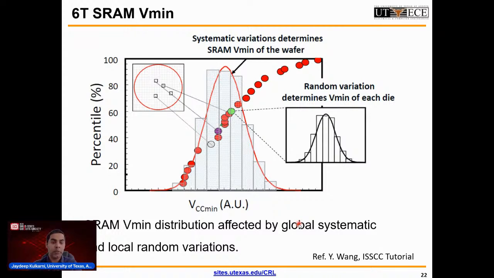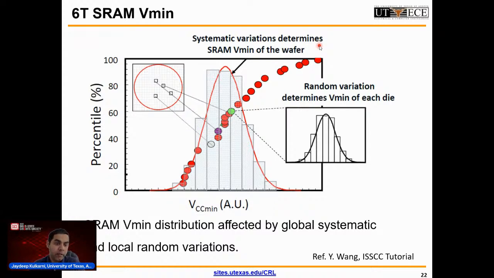If you plot the distribution of these Vmin across different dies and across different wafers, we find that there is a distribution, like we'll get some histogram. If you look at this histogram, you would find that the systematic variations, which are the variations across all the dies, determine the Vmin of the SRAM of the wafer. And the random or local variations within each wafer determine the Vmin of each die on that wafer. So the SRAM Vmin distributions are affected by global systematic and local random variations.